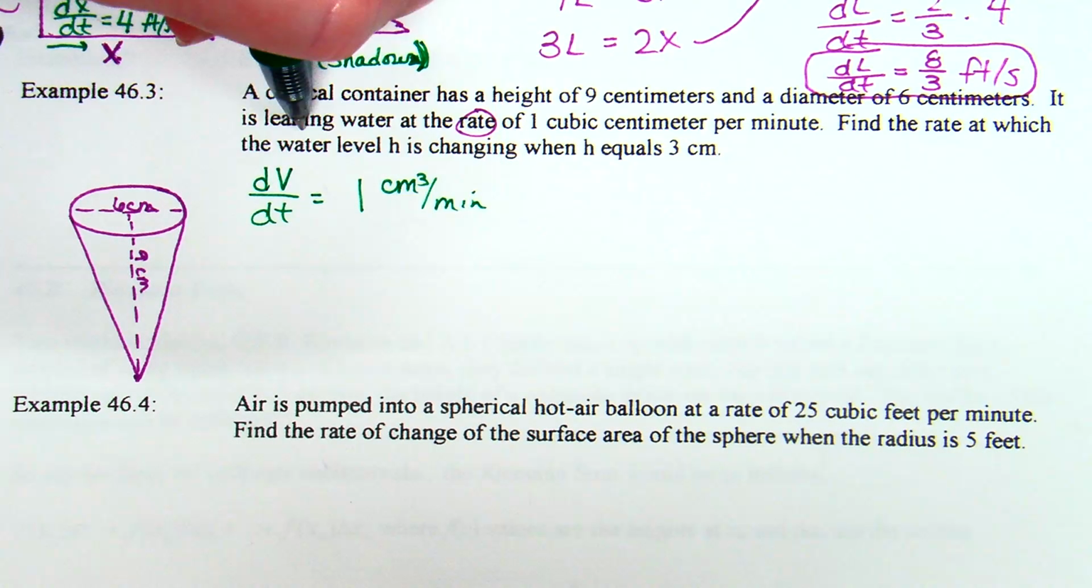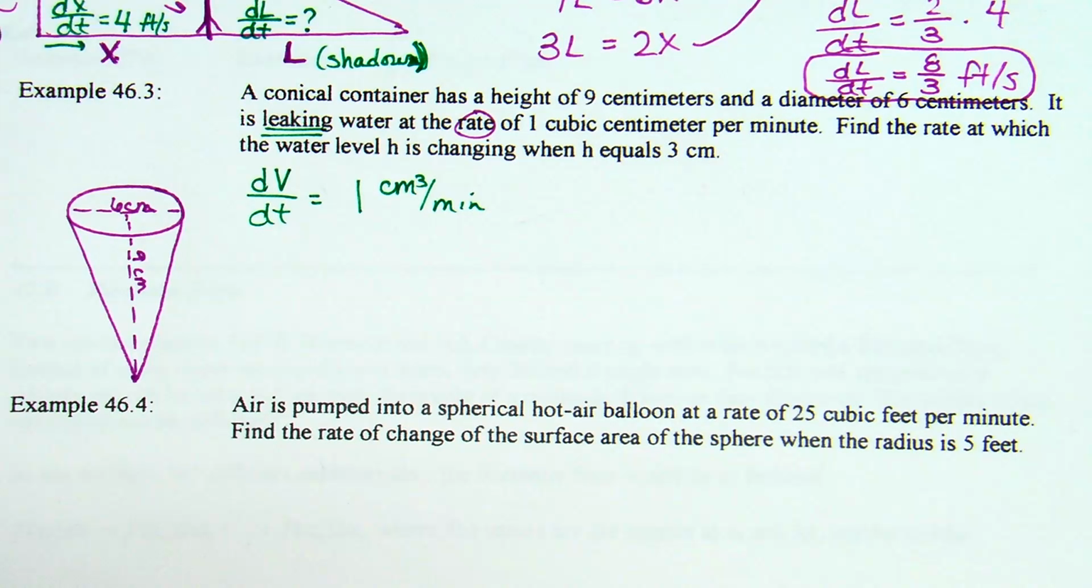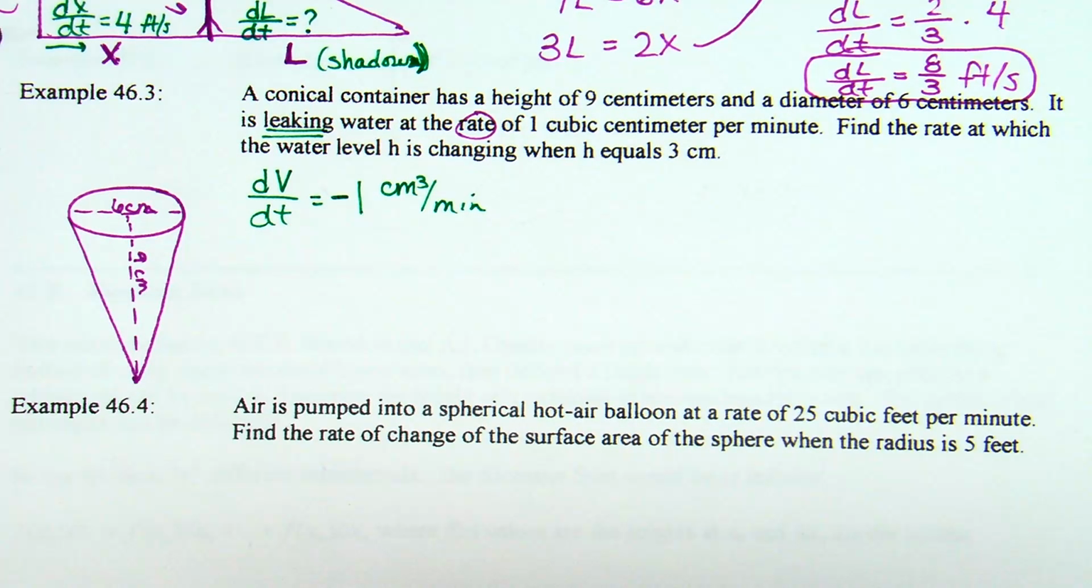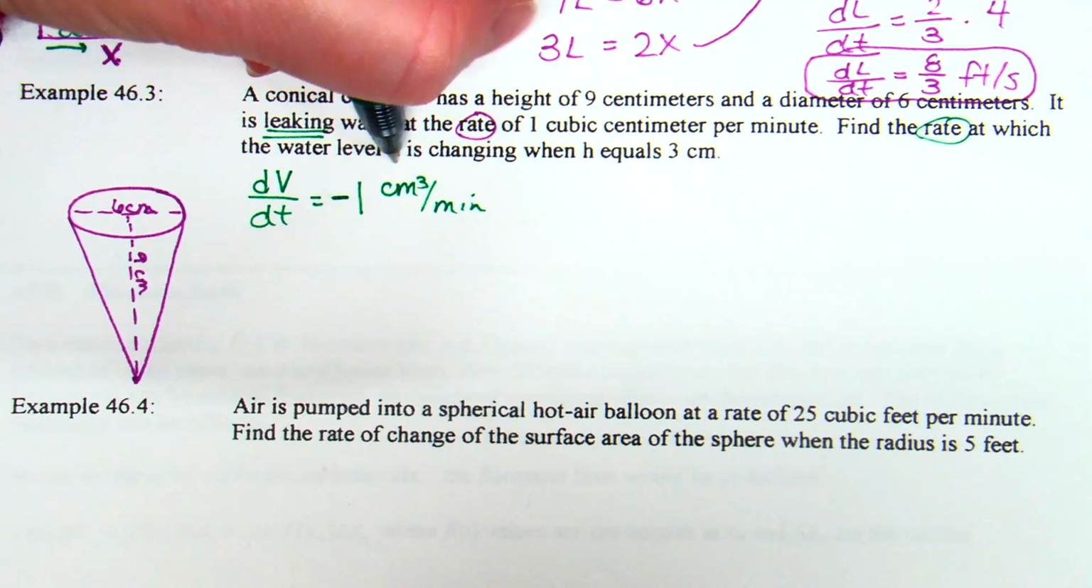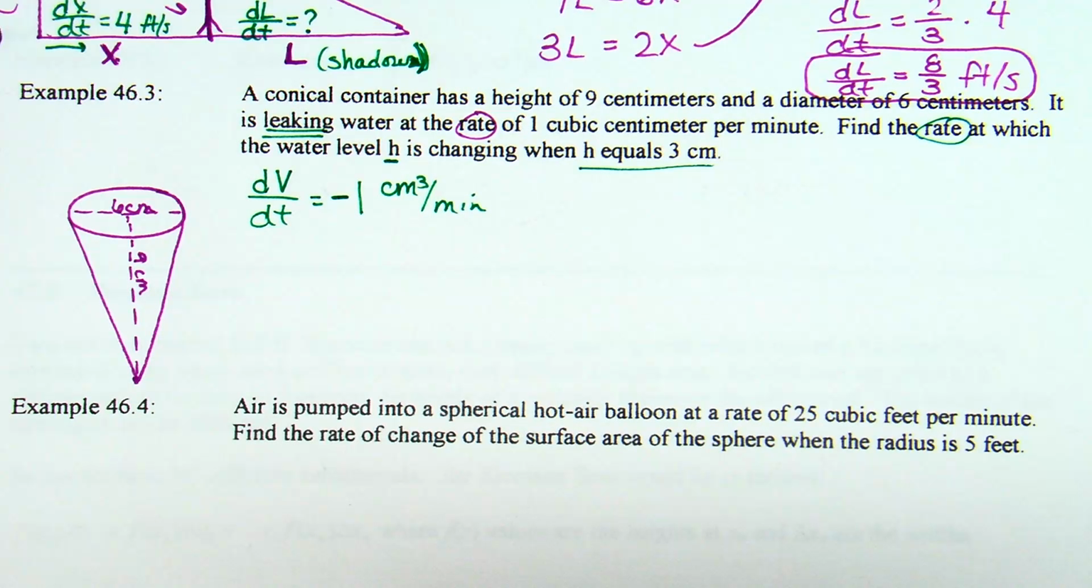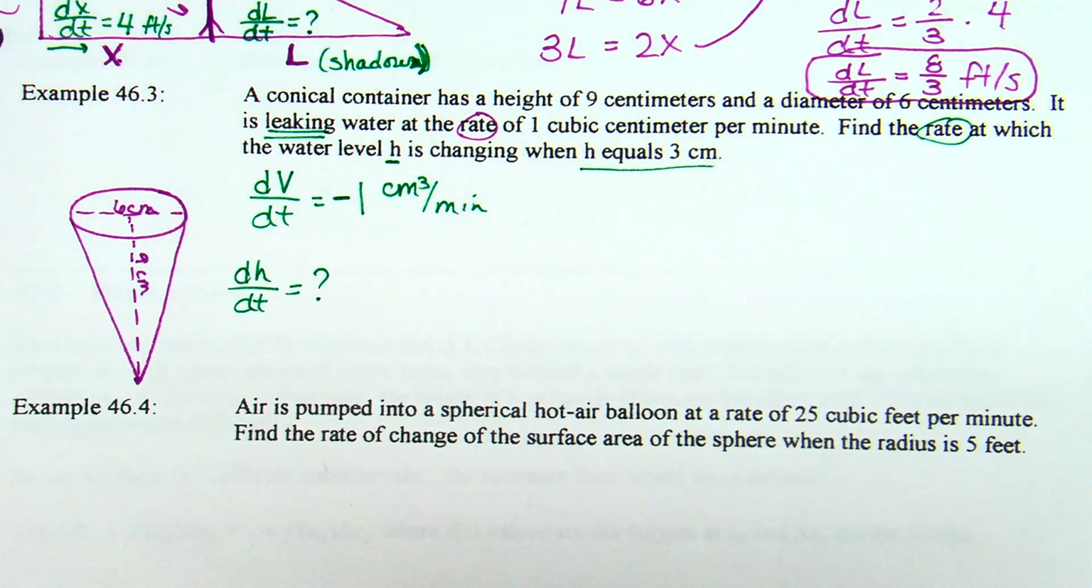Now the other keyword, it says it's leaking water. And so if it's leaking water, that is a negative change or a decrease. So that's going to be a negative 1. It then continues to say, find the rate at which the water level H is changing when H equals 3 centimeters. So it's asking me to find dH dt, and it's asking me to find that when H equals 3 centimeters.